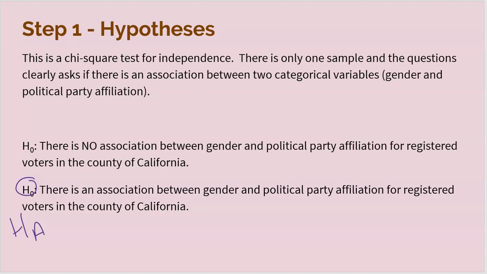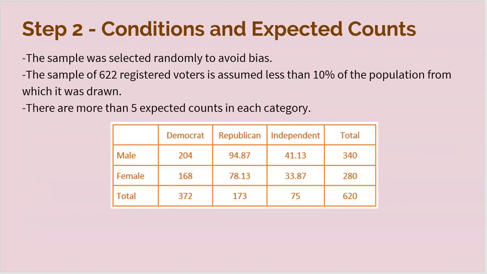Now, again, you don't have to specifically mention male, female, independent, Republican. You're just giving the overall categorical variables, gender and political party. Because maybe you find out that for one political party there is no association, but if for one of them there is, then there is an association between the two variables. So that's the null and that's the alternative. Pretty simple. Now for step 2, check those conditions.